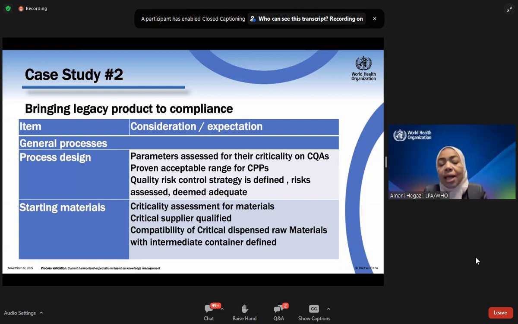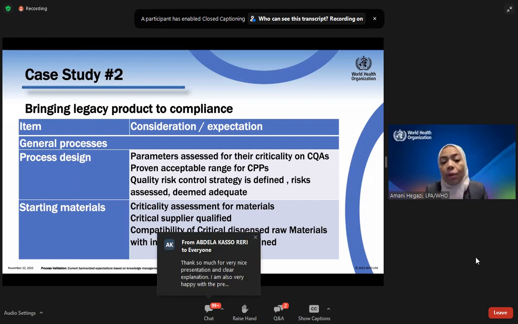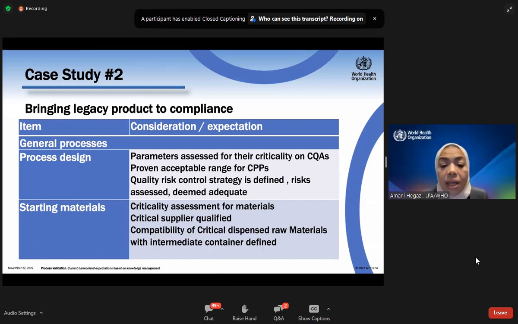So from the process design, we should assess that the parameters have been assessed for their criticality and critical quality attributes have been defined, and variability of critical process parameters has been established, and the acceptable ranges, which resemble the normal operating range, have also been defined. Quality risk management is implemented while establishing the control strategy, and risks are assessed and deemed adequate.